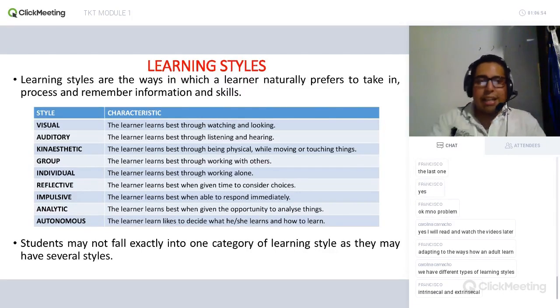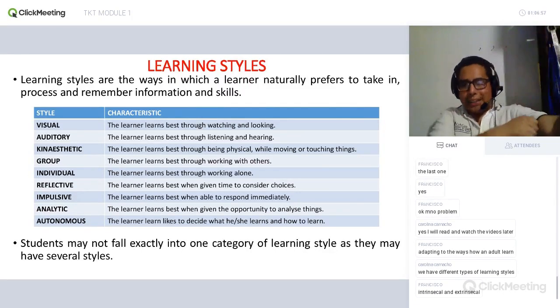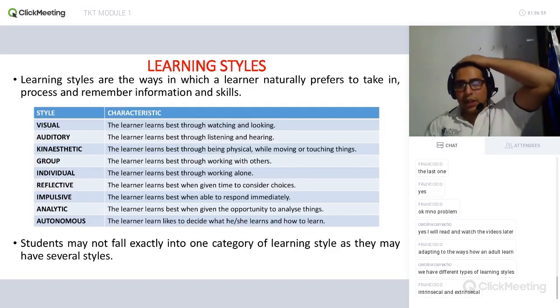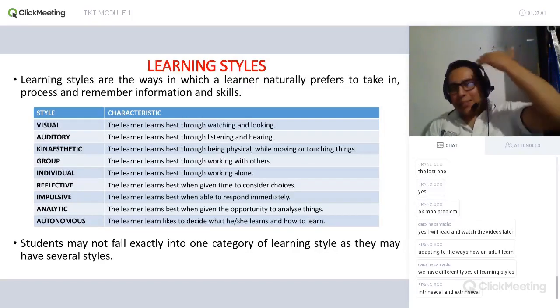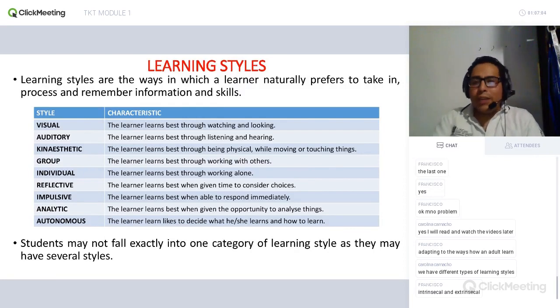Okay, very nice. Now, students may not fall exactly into one category of learning style, and they might have several styles. Okay, so from these ones, very quickly.